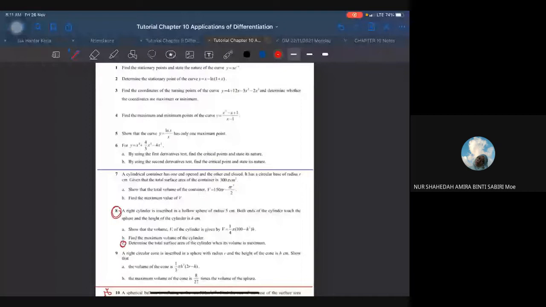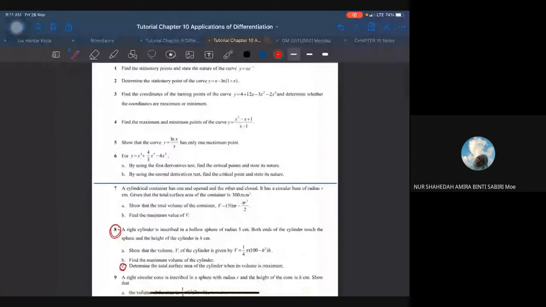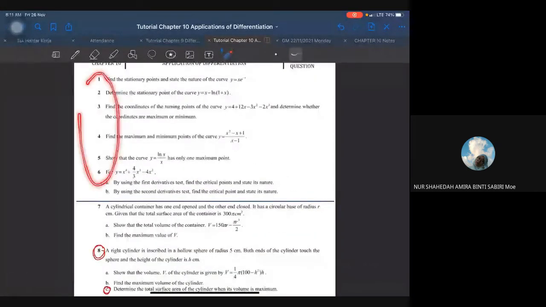Okay, lagi? Before that, before optimization problem, from soalan 1 sampai soalan 6, ada tak apa masalah? Tiada. Ke semua okey je? Okay, so maksudnya awak okey untuk determine maximum and also minimum points, betul? Yes. Okay, so kita move on teruslah ke optimization problem, okay?